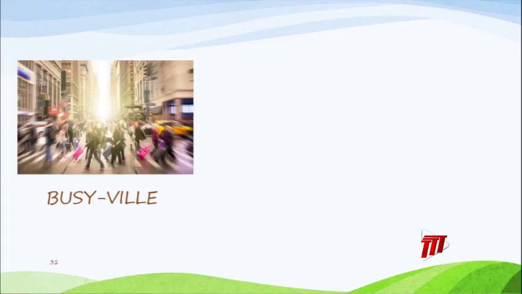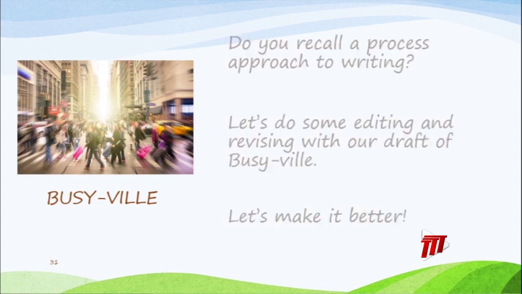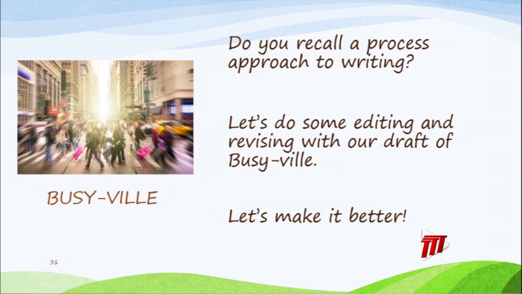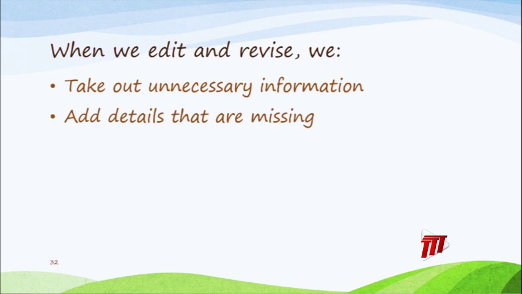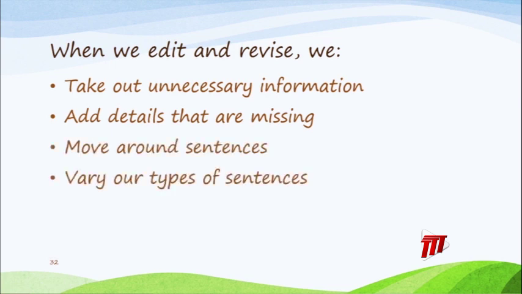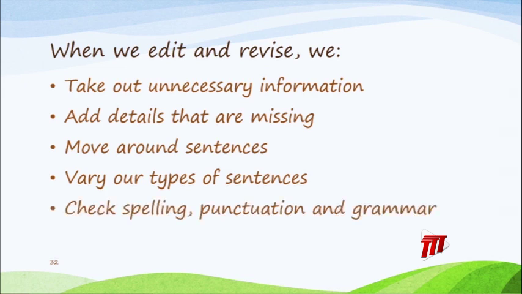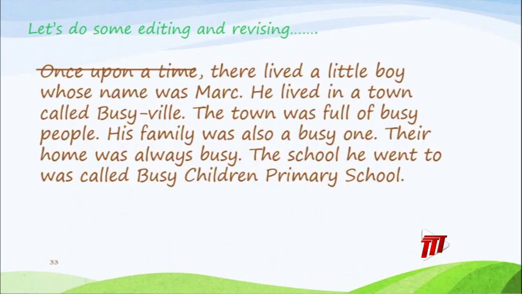Let's continue by looking at the same piece and how we could improve what we've written. Do you remember the writing process? Let's do some editing and revising of our draft. Let's make it better. Remember, when we revise and edit, we take out unnecessary information, we add details that are missing, we move around sentences, we reconfigure them. We create complex sentences by joining simple sentences using conjunctions. And of course, we vary the types of sentences that are used in a story. We also check the spelling and the grammar usage in a story as well. So we are going to apply these things to our introduction to make it better. So we'll take out the "once upon a time," we'll move around some stuff, and we'll add in some stuff to our introduction to make it a bit more appealing to the reader.